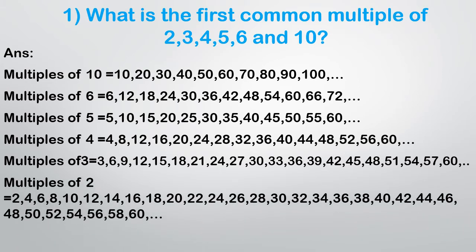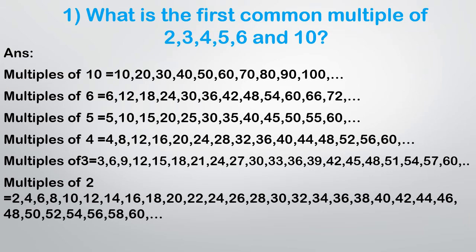Then the multiples of 2. So 2, 4, 6, 8, 10, 12, 14, 16, 18, then 2 tens are 20, 22, 24. Till 24, you can use 2 table. After that, you can add by 2. Then 26, 28, 30, then 32, 34, 36, 38, 40, 42, 44, 46, 48, 50, 52, 54, 56, 58, 60, etc. Okay. Now we are going to choose the common multiple.